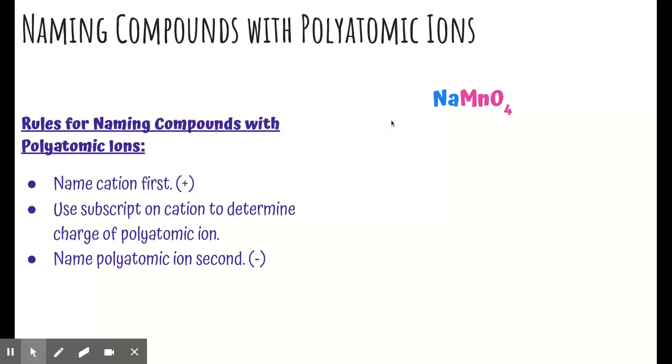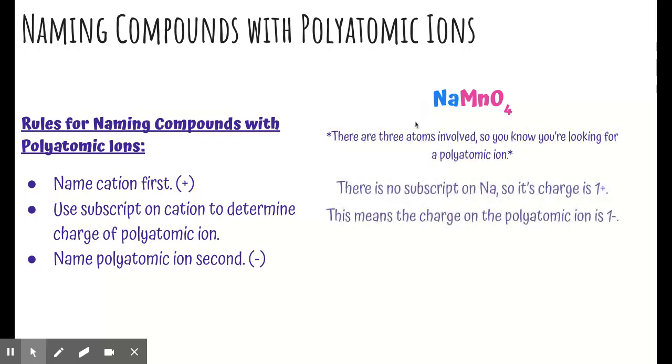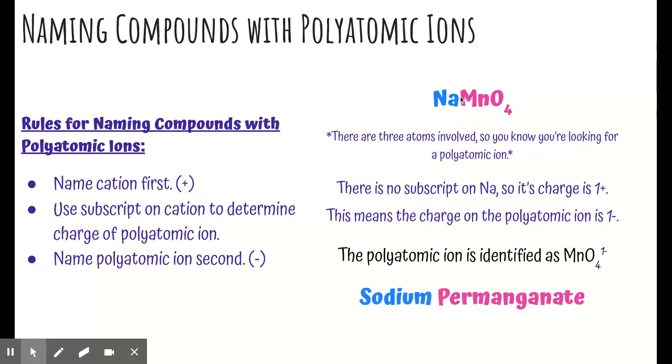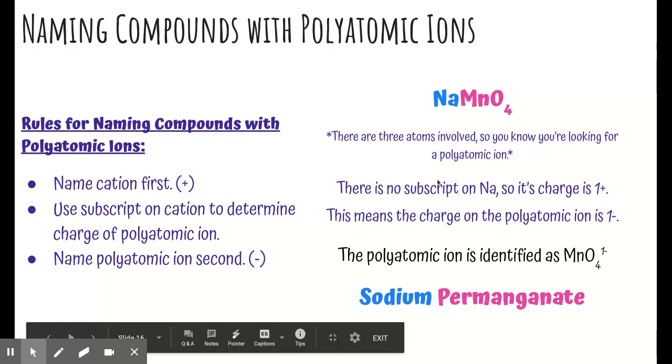If you have a polyatomic ion, it's still kind of the same idea. You're just going to name the first part of this, which is the metal, so it's going to be sodium. And then we're going to look up the rest of this for the polyatomic ion, which this one happens to be permanganate. There are some notes here about special cases with permanganate.